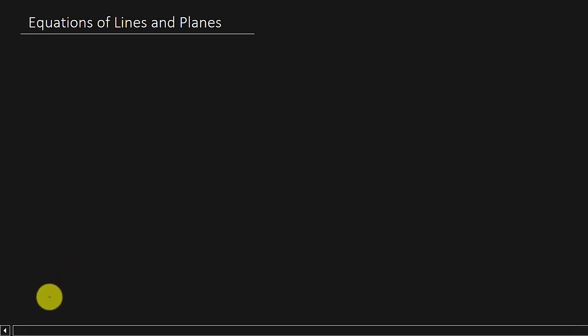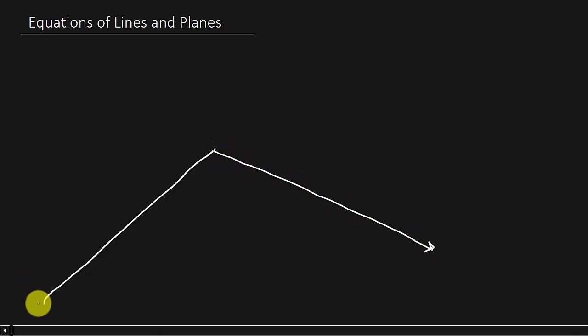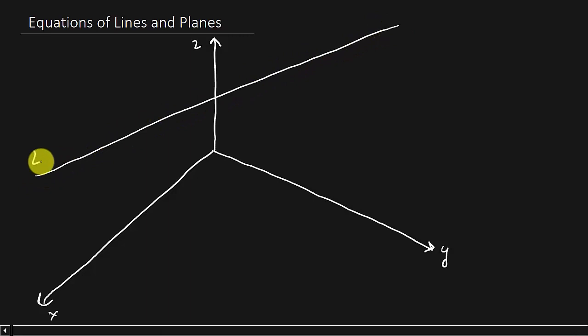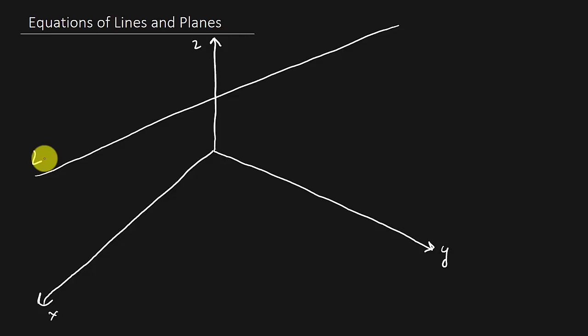All right, so let's suppose we have, let's draw a picture of it. There's X, there's Y, and then this will be our Z axis. All right, so let's draw some line in here, L. So we'll call this line L right here, and we want to know the equation of this line.